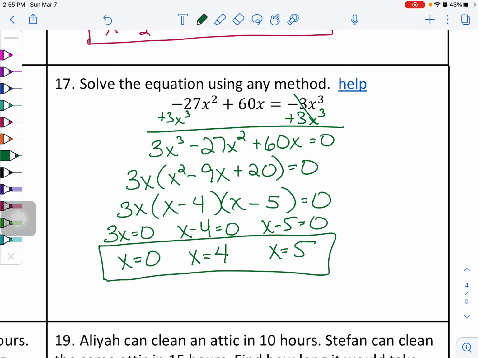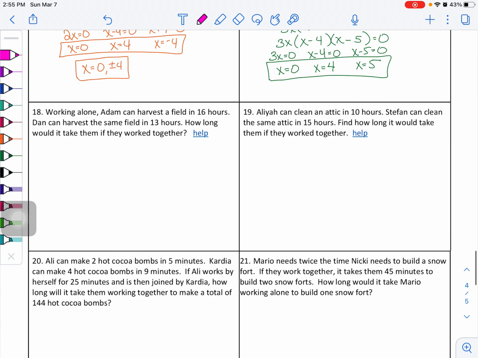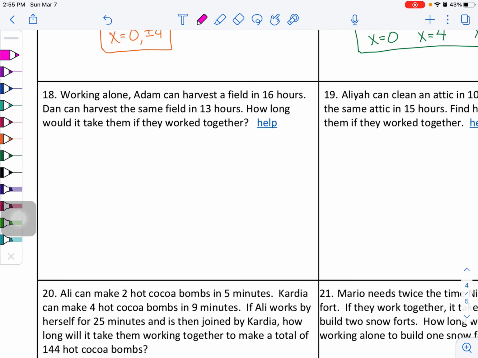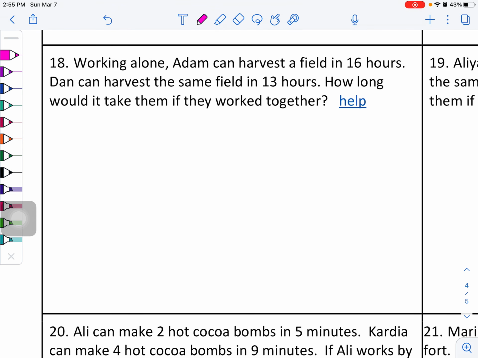So x equals 0, x equals positive 4, and x equals positive 5. All right, so a little bit of practice with solving and factoring there for 14, 15, 16, and 17. Let's go ahead and slide on down to 18. 18 through 21 are all going to be work problems, so let's see if we can set these up and solve them.